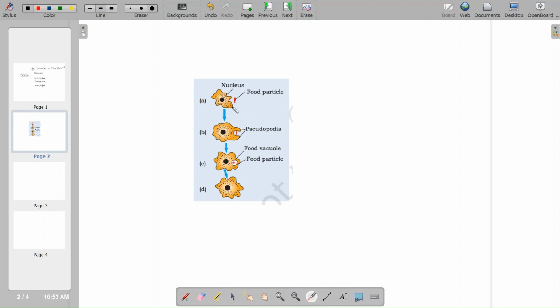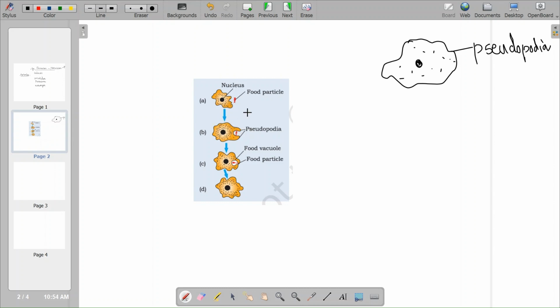So when this organism is near a food particle, you know what parts are present inside their body, right? The membrane is called pseudopodia. For amoeba, it is like a finger-like projection, then nucleus, cytoplasm. So this finger-like projection is called pseudopodia. When amoeba is near a food particle, it can engulf the food material by using its pseudopodia.